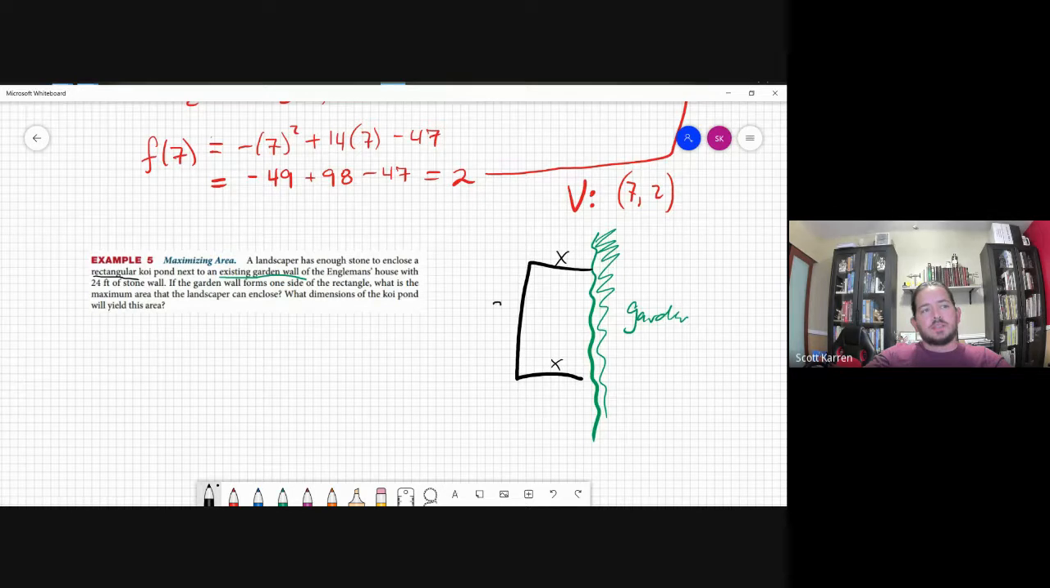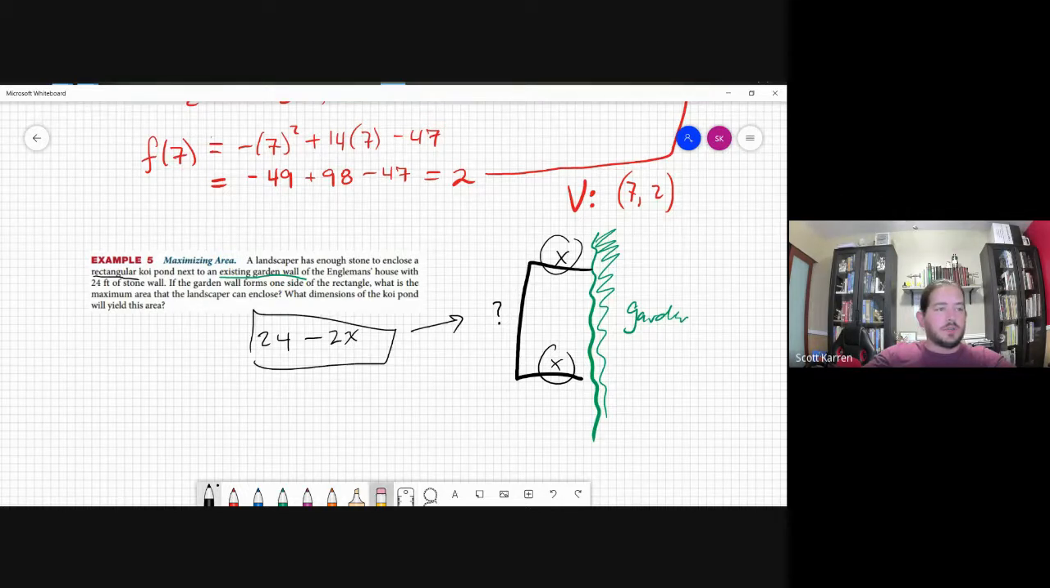So what is this over here? Well, he's only got 24 feet that he can work with. He's already designated X here and here, so that's 2 X's. So I've already lost 2X, right? And I don't know what X is, but whatever X is, I have to subtract off 2 of them. And that's what's left over for that third wall. So I'm going to just erase this, and I'm going to write this as just 24 minus 2x.